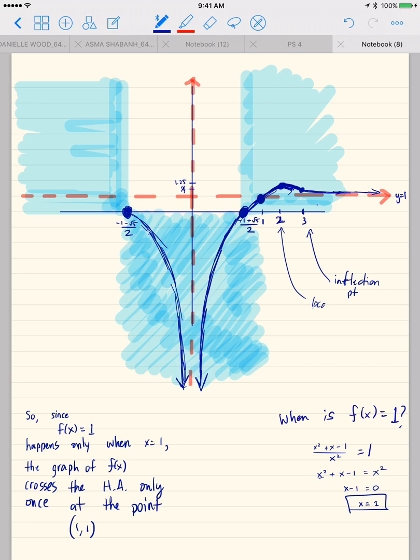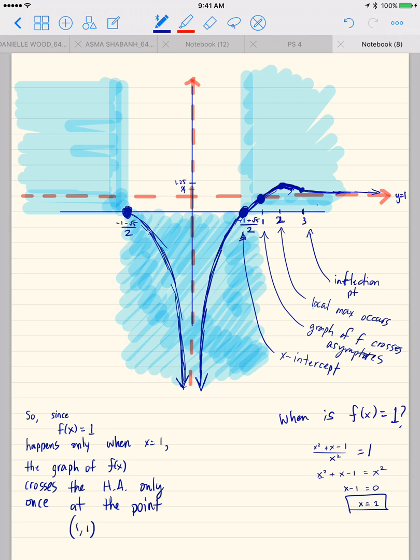Local max occurs, right, so this is a critical point at 2. At 1, this is when the graph of f crosses the asymptote. And we've got an intercept. What is that? That is an x-intercept. So we've got all these key points here. So there's kind of a lot of action that happens over here because we do have an inflection point.